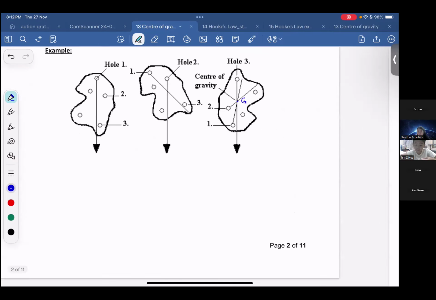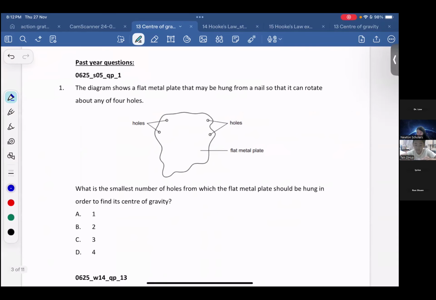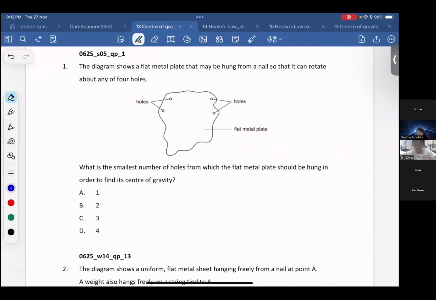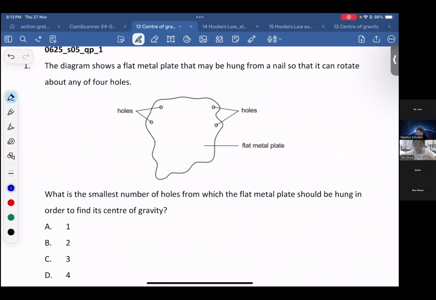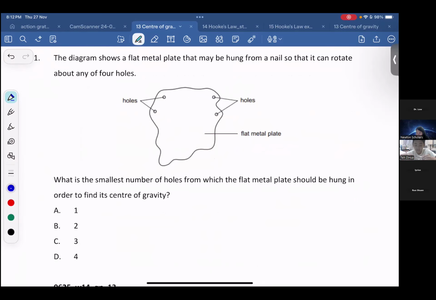Go to page number 3. The diagram shows a flat metal plate that may be hung from a nail so that it can be rotated about any of the 4 holes. Here we have 4 holes. What is the smallest number of holes from which the flat metal plate should be hung in order to find its center of gravity? What is the minimum number of holes that we need?